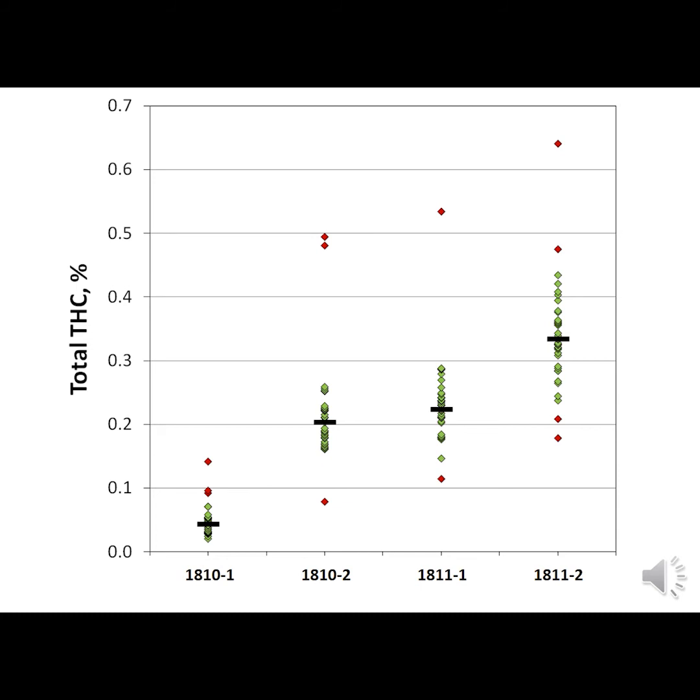The green diamonds are data points that are in a normal distribution of the data, normal accepted distribution. The red diamonds are outliers. Labs reported values that are either too high or too low outside the normal distribution of data. So if you look at the green diamond points, you could see the variability that we saw was approximately plus or minus 0.1% total THC.